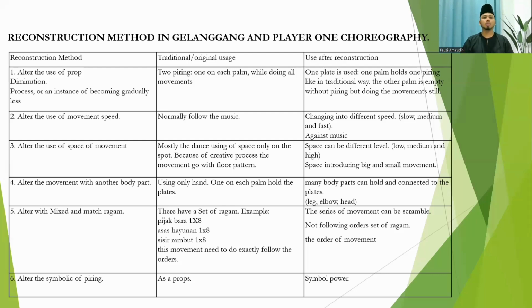Fifth, alter with mix and match ragam. The traditional original usage is that there is a set of ragam, for example, pijak bara 1/8, asas hayunan 1/8, sisir rambut 1/8. This movement needs to exactly follow the order. After reconstruction, the series of movement can be scrambled, not following the order of the set of ragam.